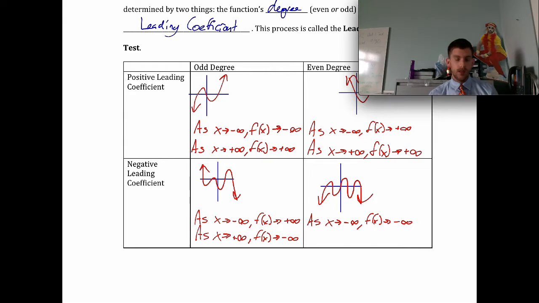And then on the right side, we're going to say as x approaches positive infinity, well, the right side's also going further and further down. So we're going to say f of x approaches negative infinity.